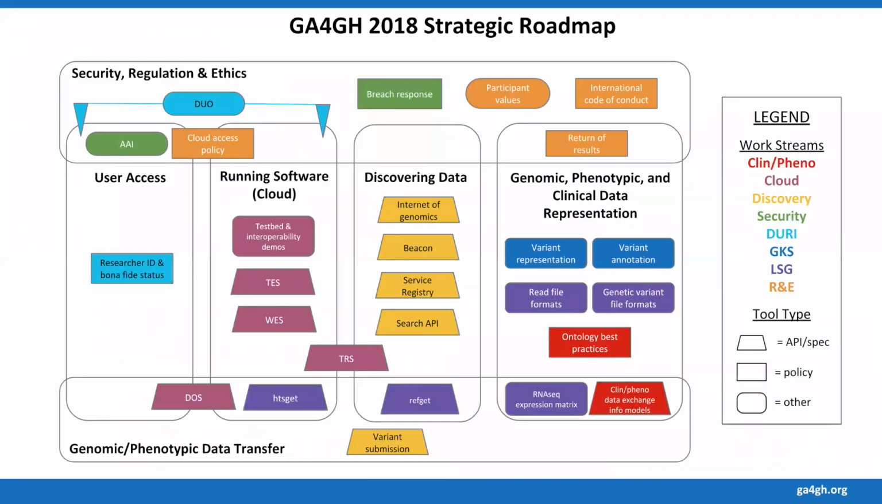In terms of where we sit within the overall structure of how foundational Refget is, you can see it's at the very bottom here, discovering data. It is in the area of genomic and phenotypic data transfer. It's also part of the discovery data component as well. So this is very much about data that we're providing. Refget is not about running software, it's not about user access. It is not about how we represent genomic, phenotypic and clinical data.